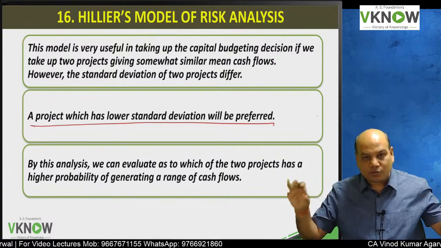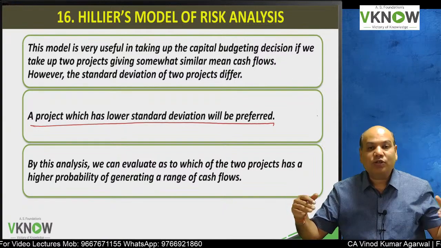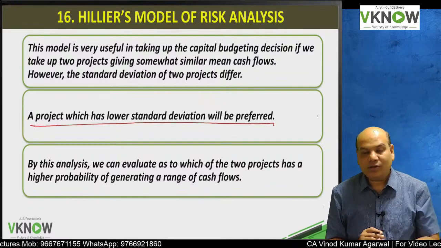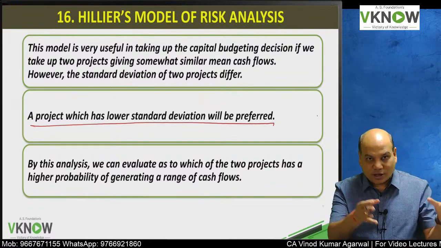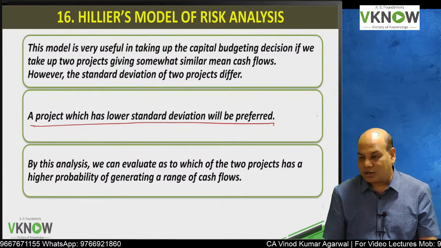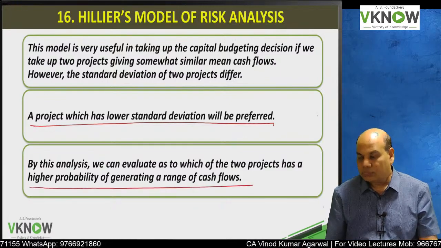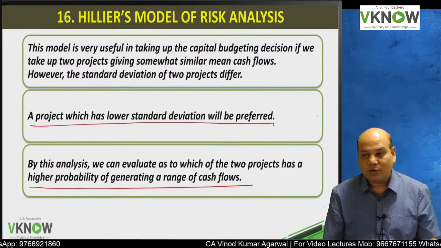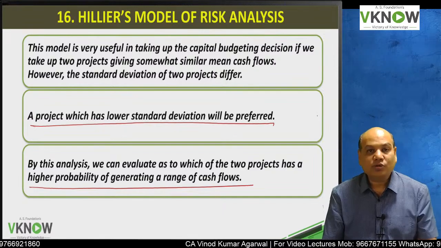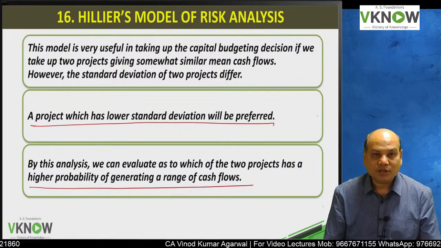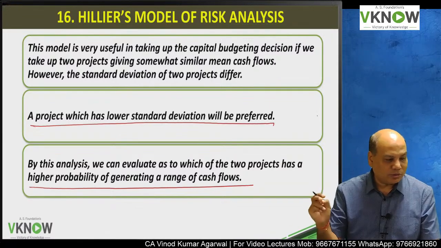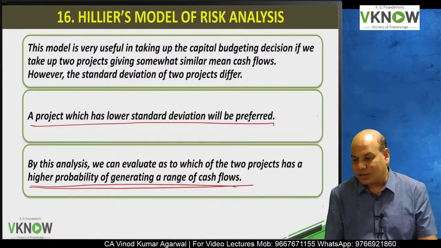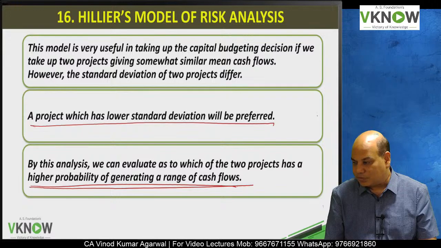So while comparing two projects X and Y, it is possible expected values are equal, but their standard deviation are different. To compute the standard deviation, I will require Hillier's model, and therefore we can find out which project is less risky and accordingly will be preferred. Using Hillier model, we can also compute the probability of certain NPVs. That I am going to tell you in the question. We can use the Hillier model and find out the probabilities of certain NPVs.